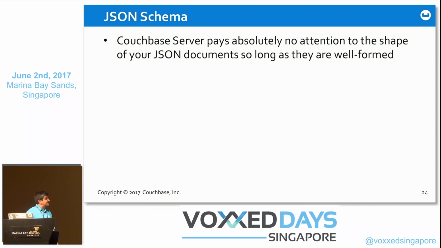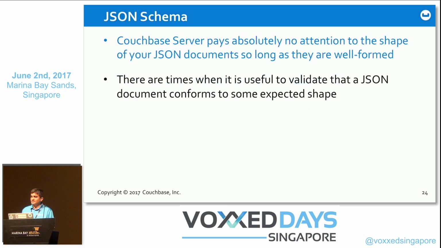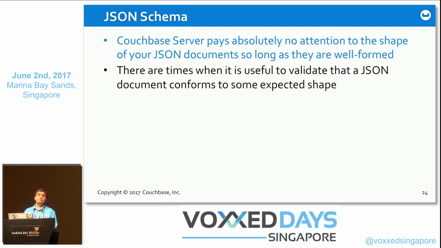Okay, JSON schema. Talking about JSON schema, Couchbase Server absolutely pays no attention to the shape of your JSON documents as long as they are well formed. All it checks is that it's a well formed JSON document, and it's done. It doesn't care what is within that. But sometimes it makes sense that you want to validate your JSON document so that it conforms to a particular shape.